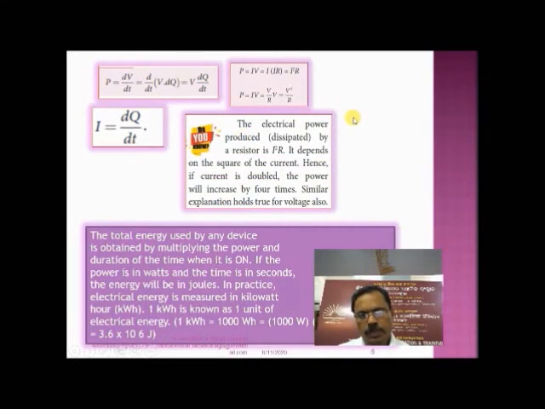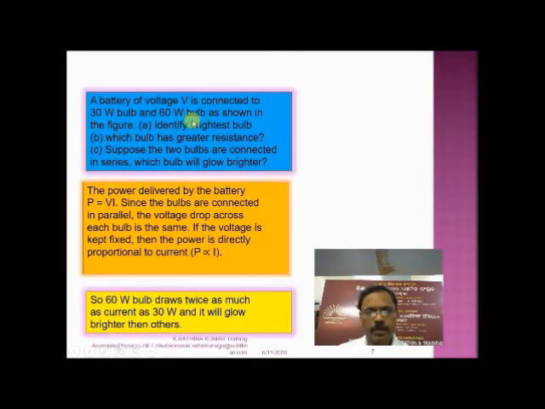Let us note one thing: the electrical power produced, that is dissipated by a resistor, is I square R. It depends on the square of the current. Hence, if the current is doubled, the power will increase by 4 times. A similar explanation holds true for voltage also. So power is equal to V into I, potential and current. Let us have one example.